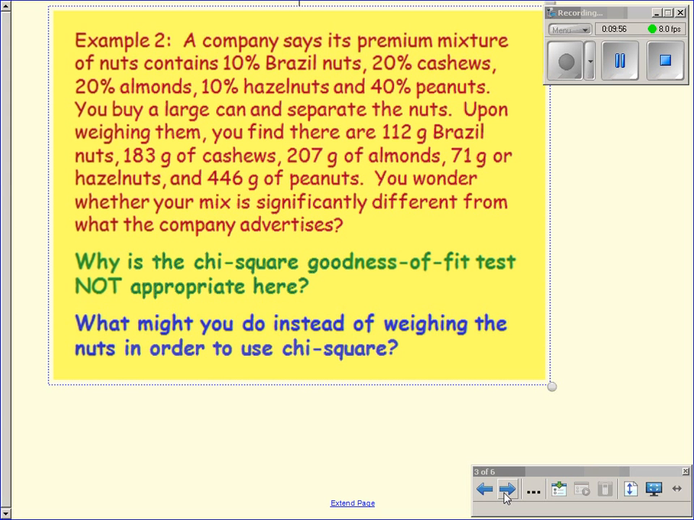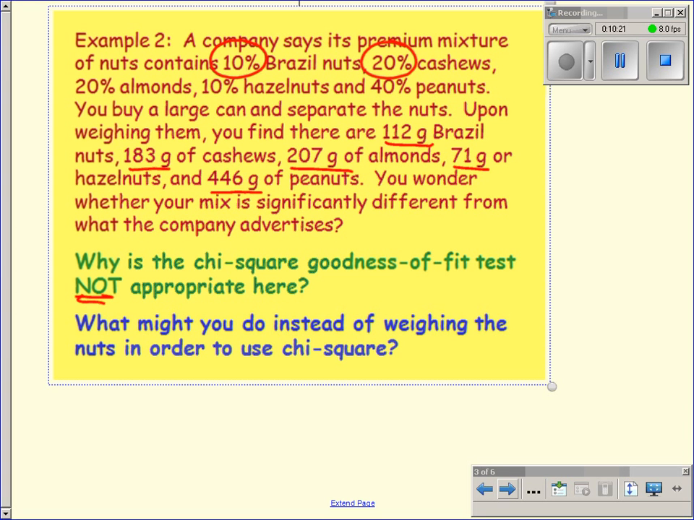This is problem 2 from your notes, and it talks about a mix of snacks: Brazil nuts, cashews, almonds, hazelnuts, and we're supposed to have certain percentages of each type. And we take a sample and we weigh them, and we see that there's a certain amount of each. So it feels like a chi-squared test. The question is, why is it not appropriate here?